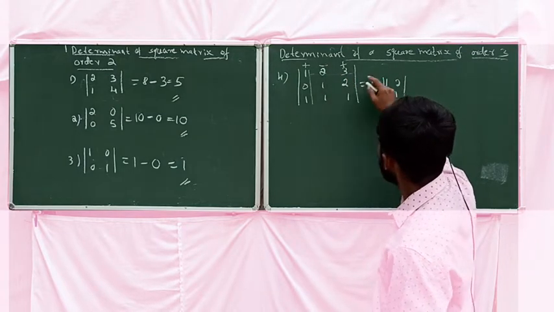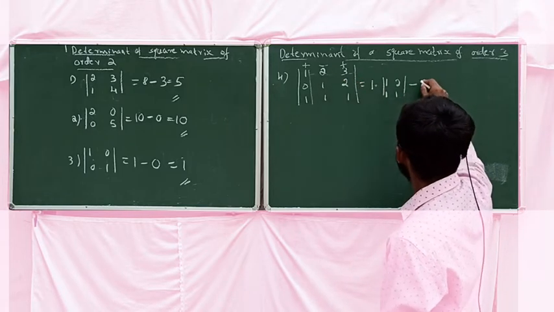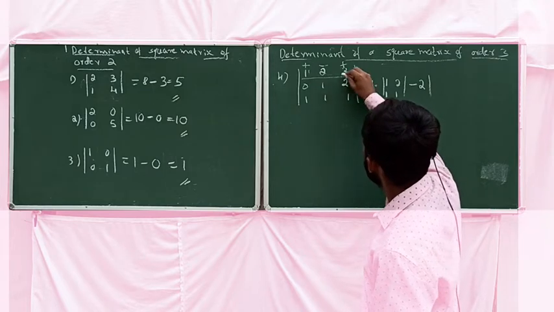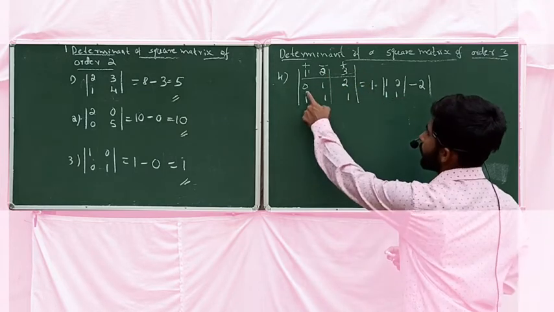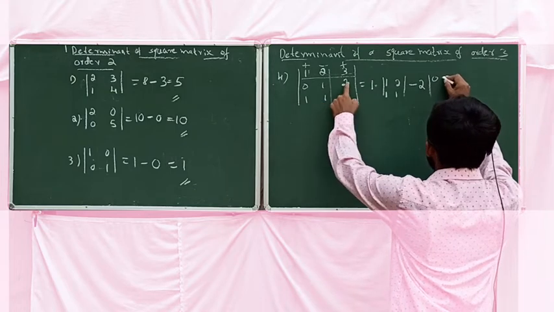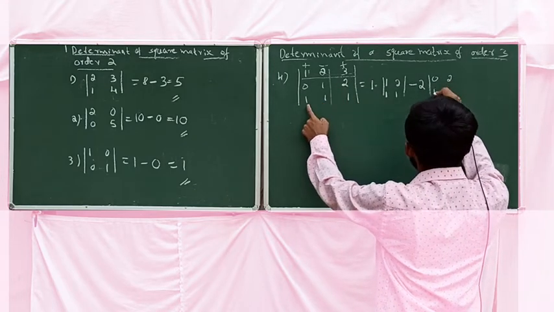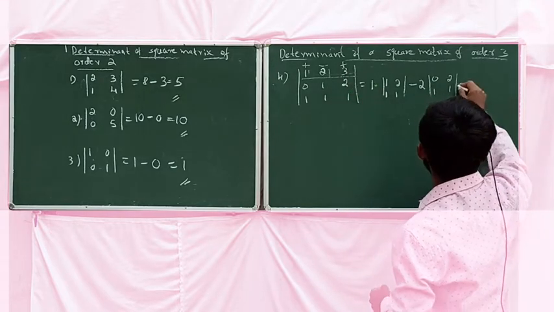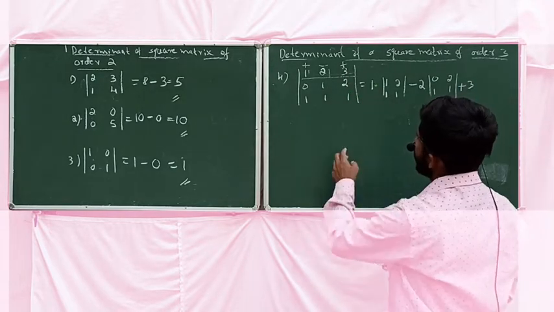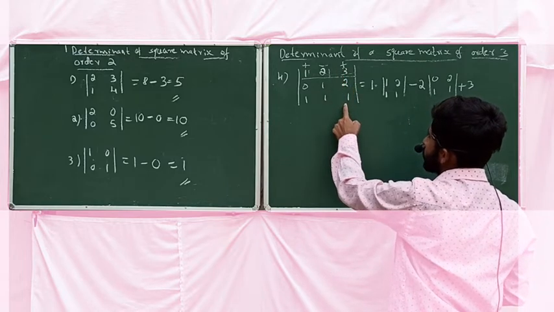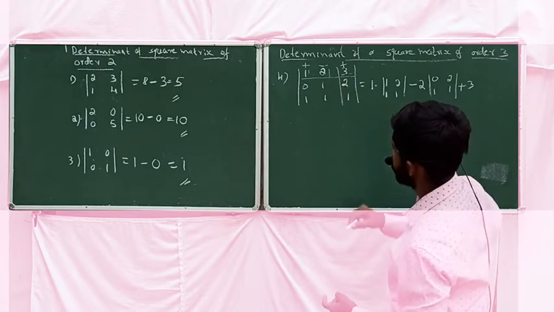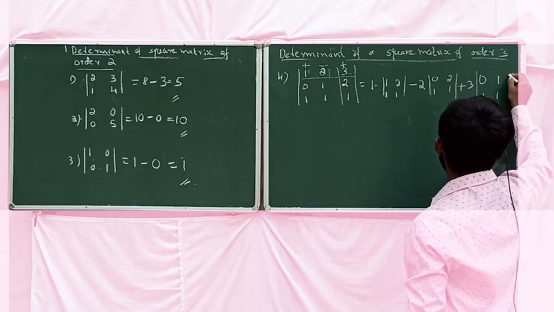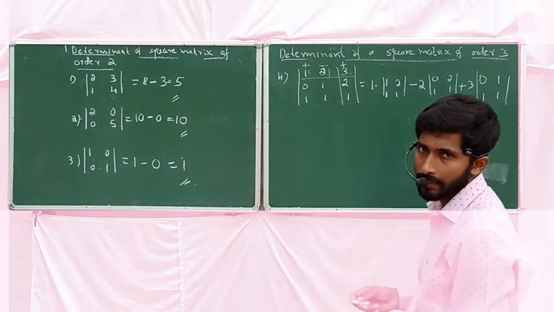Okay. Next, minus 2 into, cancel the first row and second column. What you will get? Determinant 0, 2, 1, 1. Okay. Next, see plus 3 into, cancel the third column and first row. What is remaining? 0, 1, 1, 1. Okay. Now calculate the determinant.